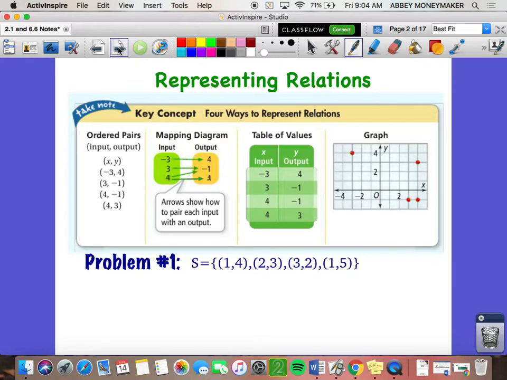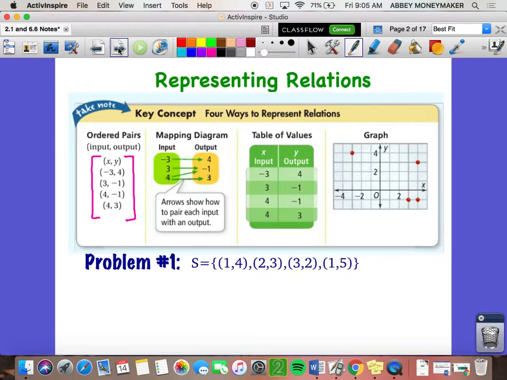So when it comes to representing a relation, the first way is listing them as ordered pairs. As we just talked about, your input and your output, or your x and your y, however you want to refer to those. And then you can see on the left-hand side here, they just have them listed as ordered pairs. This is probably the most common way that we see a relation, and it's really going to be prevalent as we go throughout Algebra 2.